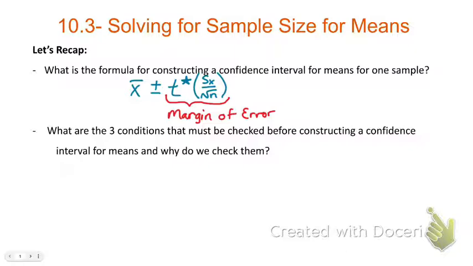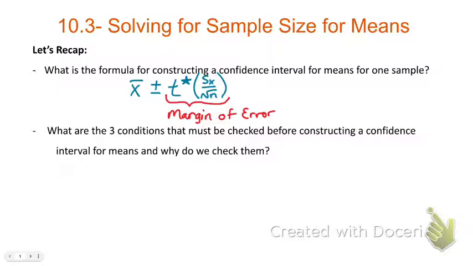There are three conditions that we check when we construct a confidence interval. What are they? Random, 10%, and normal. Now, why do we check them?